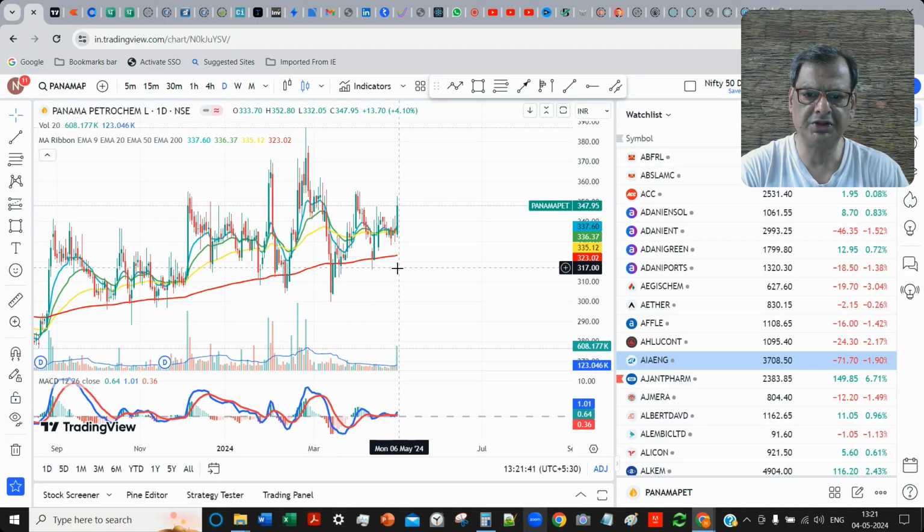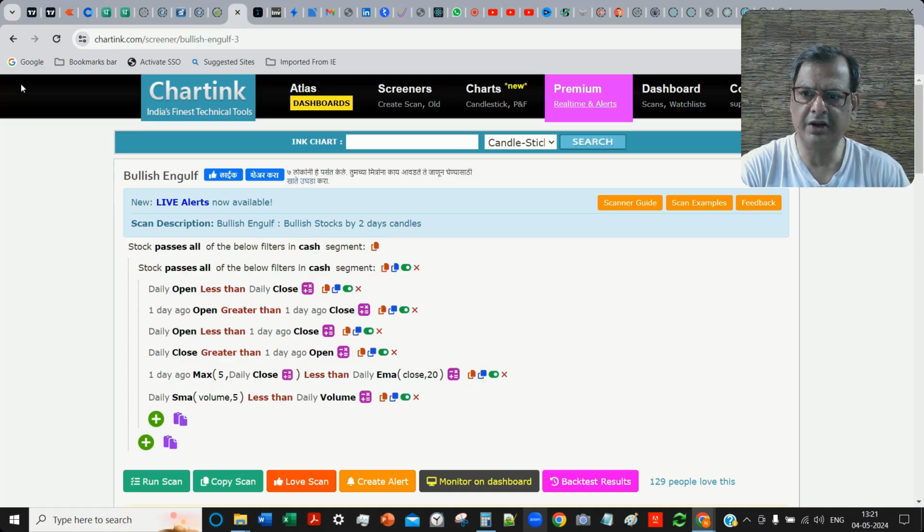So you have a nice bullish engulfing candle. So if this is what you are looking for, you can narrow down stocks on the basis of this scanner and then decide whether you want to enter here or not. So this is one way to do it. So variety of stocks available.